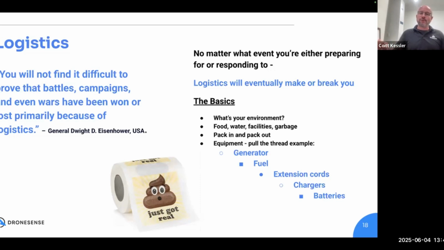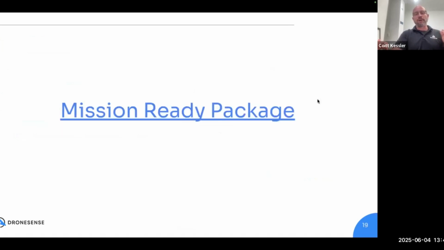You've got to be really careful with showing up in a disaster response with just a drone and saying, "Hey, I want to help." Because if you don't have toilet paper and you don't have the generator with the fuel and the extension cords and the chargers and the batteries, you become a problem. So make sure when you go out the door that you are prepared.